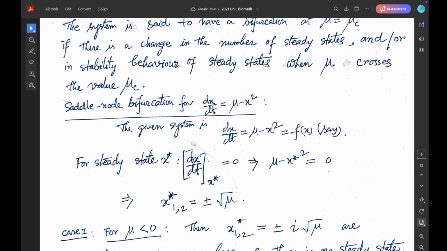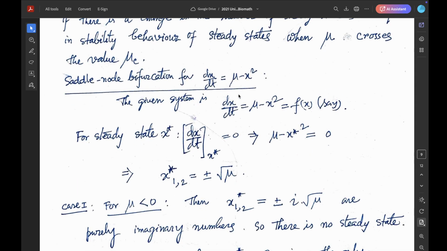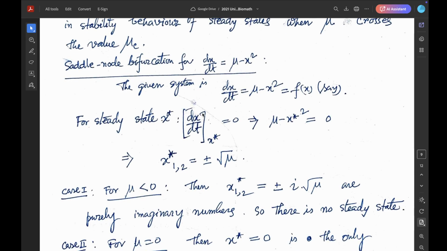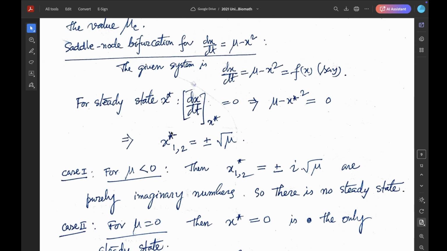Saddle node bifurcation for this system. This system is d/dt of x equal to f of x. For the steady state x star, d/dt of x at the point x star equal to 0, so mu minus x star square equal to 0. So x star 1 comma 2 equal to plus minus root over mu.